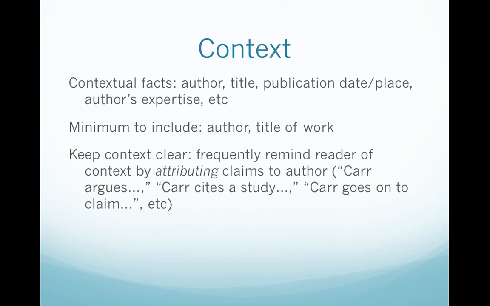Okay, so again, the focus here is on the text, not on the subject matter of the text. If you summarize Carr, you should not be summarizing the internet or the internet's effects on the brain. You should be summarizing what Carr says about these things. And that means using these attributive tags, as we sometimes call them, like "Carr argues that" or "Carr cites a study that," in order to always be signaling to the reader, I'm talking about what he said. This isn't what I think about it.